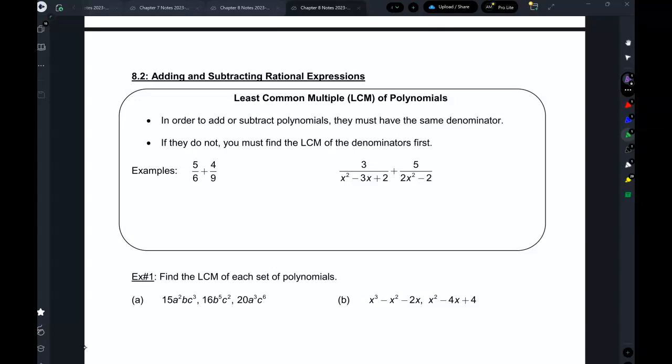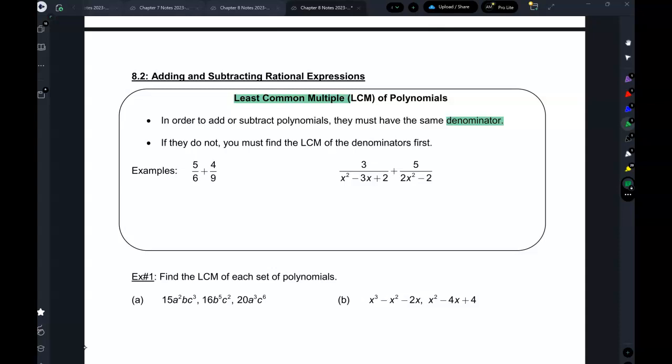All right, so let's get right to it. We are talking about 8.2 today, adding and subtracting rational expressions. So let's do it. We know how to add fractions and we know how to subtract fractions. Remember that if you want to do that, you want to find the least common multiple, or the LCM. It's the same sort of situation when we are adding polynomials. In order to add or subtract polynomials, they must have the same denominator, so we want to create a common denominator.